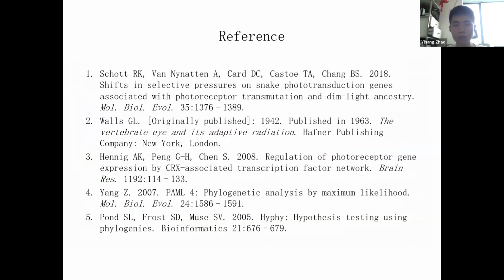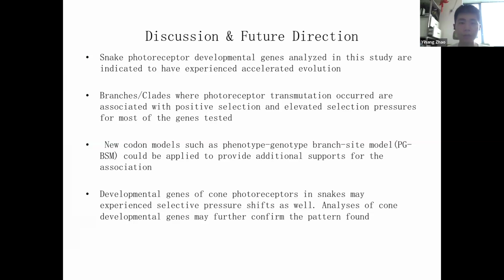And so here's the discussion. Based on the current data, which of course is preliminary and limited, what we can conclude is that the snake photoreceptor development genes analyzed in this study are indicated to have experienced accelerated evolution, similar to what has been found in the snake phototransduction genes. Also, the branches and clades where photoreceptor transmutation occurred are associated with positive selection and elevated selection pressure. And in terms of future directions, we can try some new codon models such as the phenotype-genotype model.